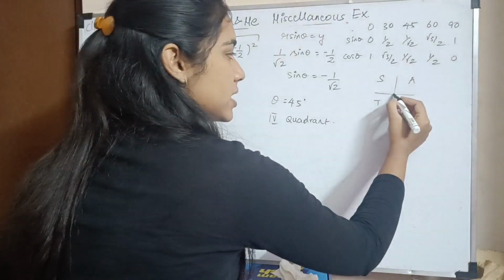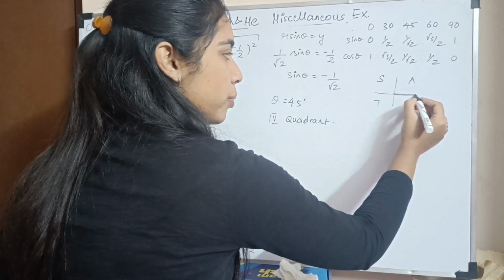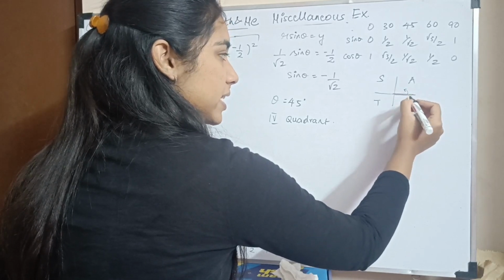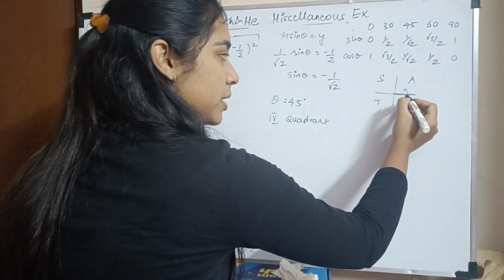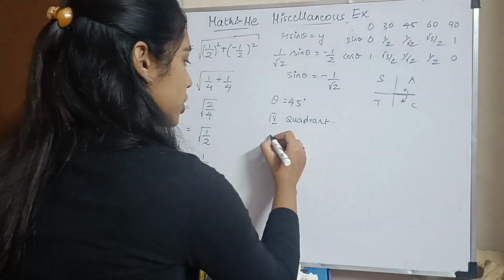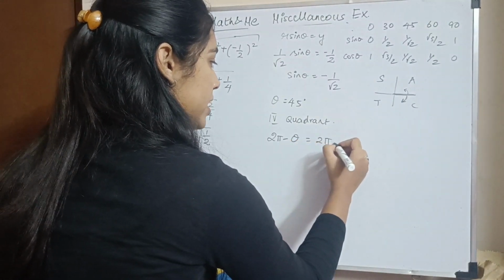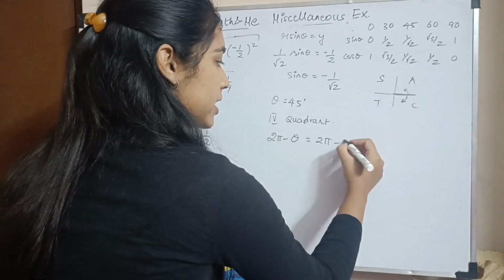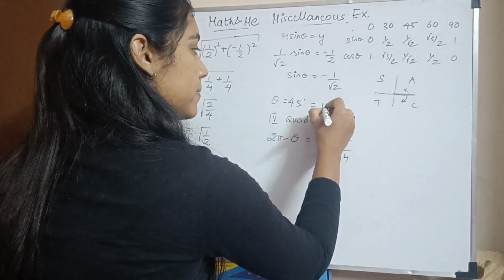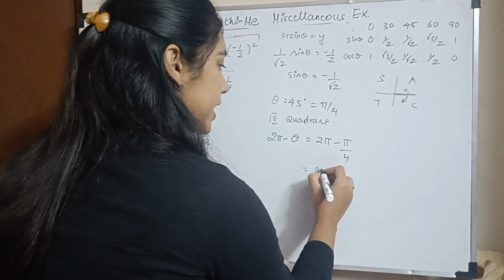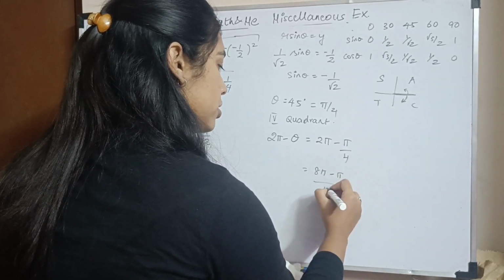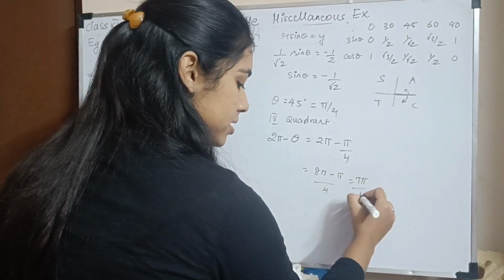So this is either 0 or 2 pi. So it is 0 plus theta, it is 0 minus theta. So this will be 2 pi minus theta. What will be my actual theta? 2 pi minus theta, which is 2 pi minus 45 degrees, which can also be written as pi by 4. So 8 pi by 4 minus pi by 4, which is 7 pi by 4.